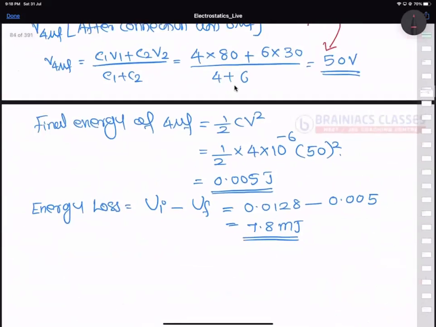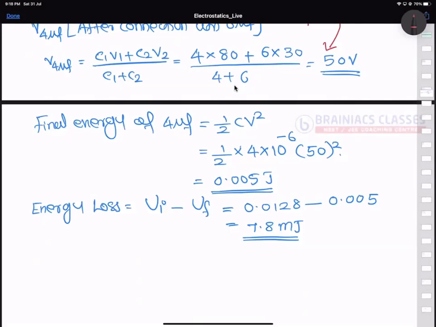So it changes to 50 volt, and based on the 50 volt we have calculated the new energies, which are equal to 0.005, and we are finding the difference of energy. So the answer will be equal to 7.8 millijoule.